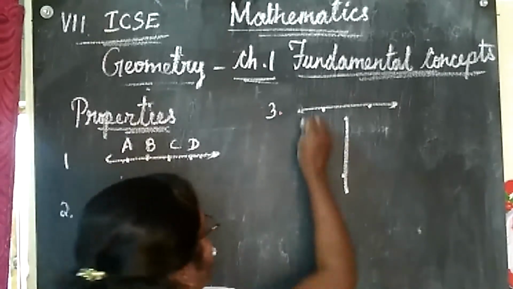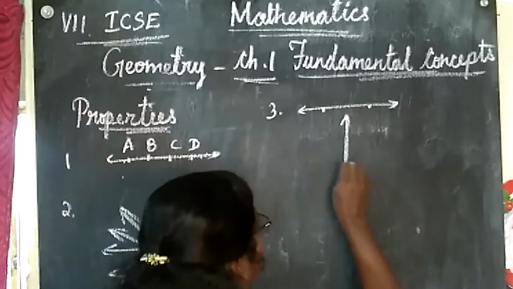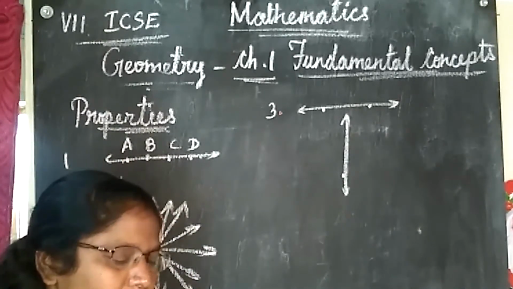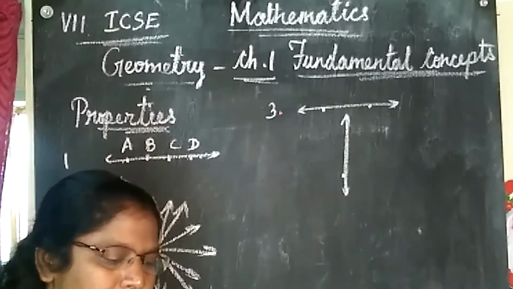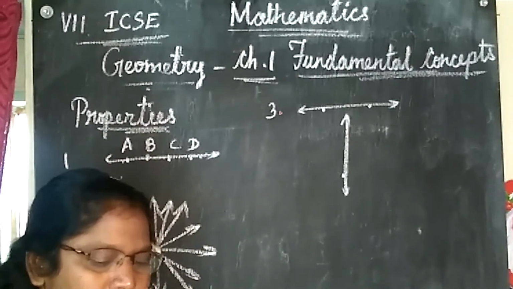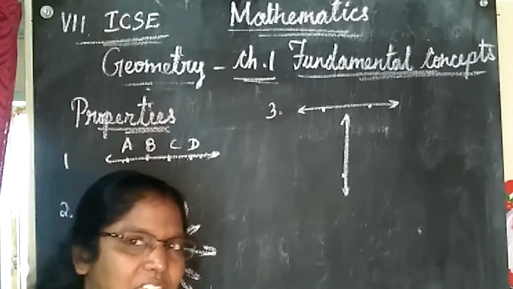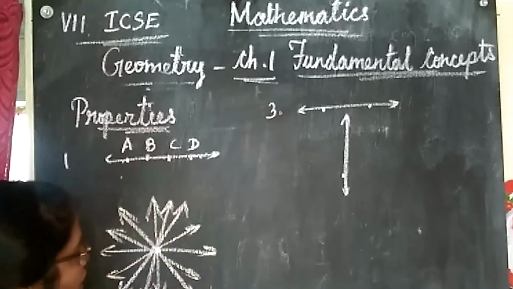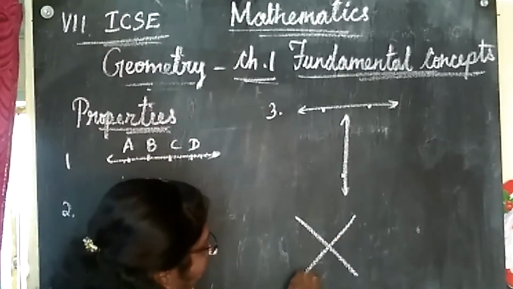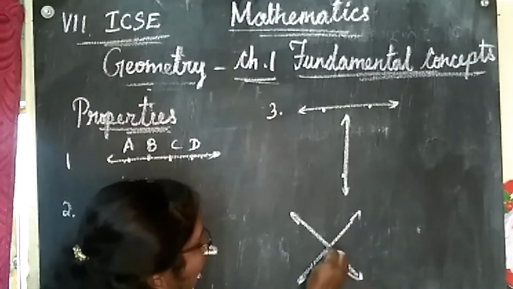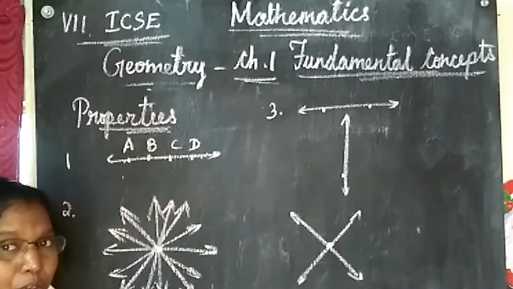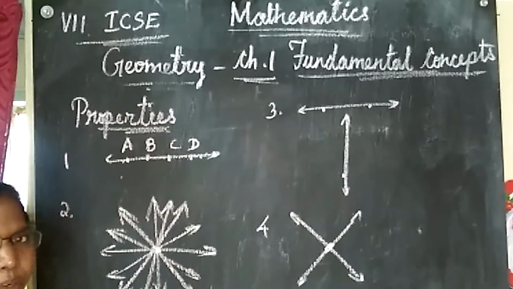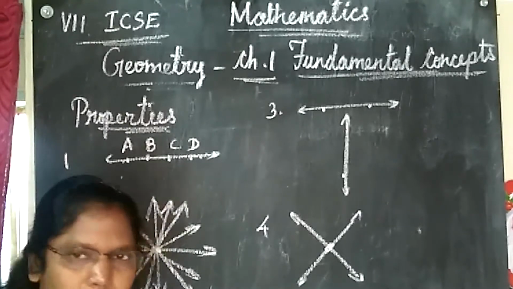This is property 3. Next, property number 4. Two different straight lines cannot have more than one point in common. That means, here I am drawing 2 lines. I am having only one common point. Am I having more than that? No. Only one common point I am having here. This is property number 4. Okay, children, understood?